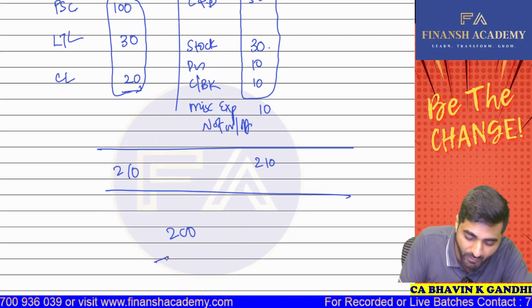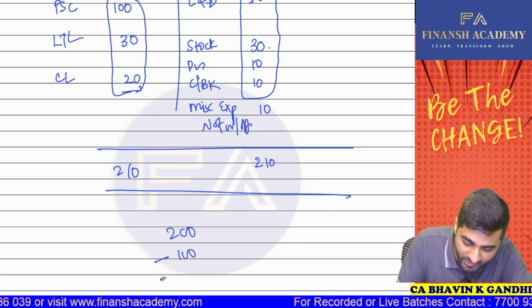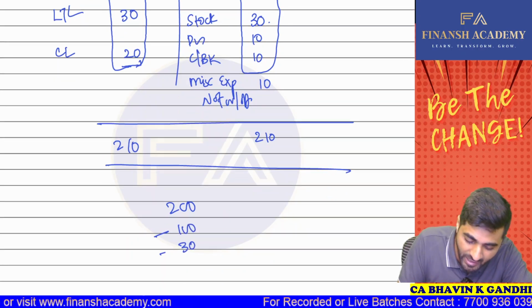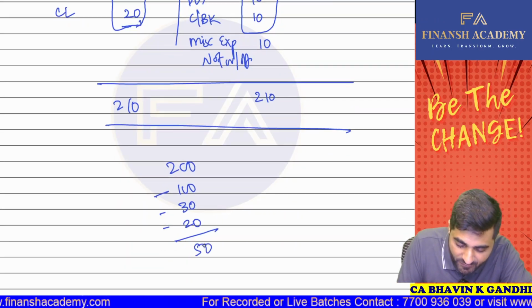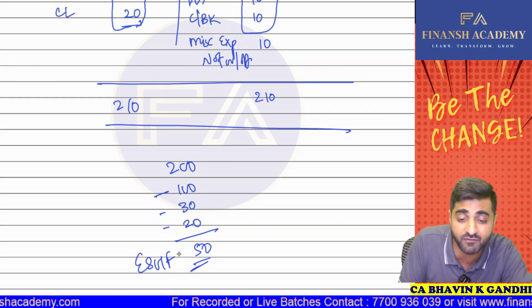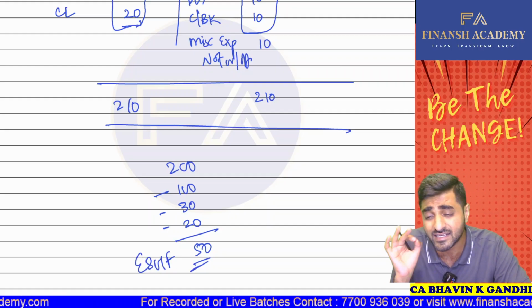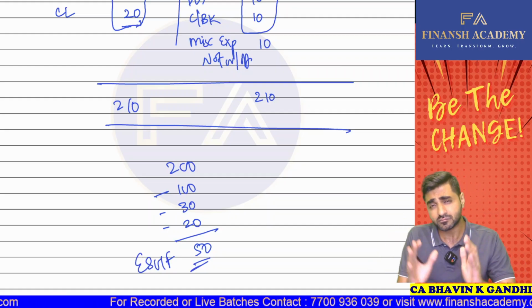And from 200, now I will subtract my preference share capital of 100, my long-term loans of 30, and my current liabilities of 20. So this together will now give me 50. This is my equity shareholders' funds, which is also the net asset value of the particular company.